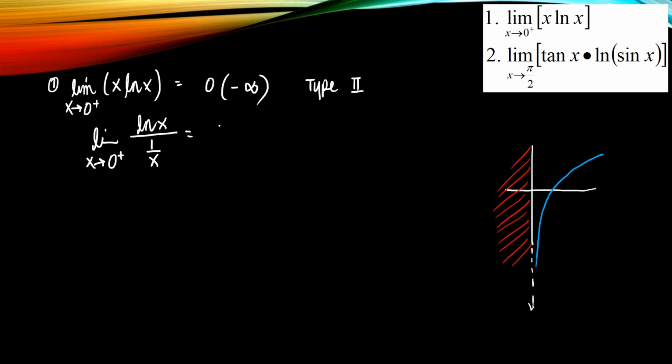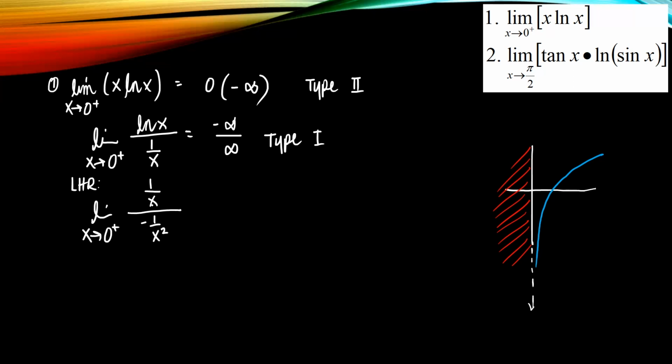So that when I plug in, this is negative infinity. Guys, what's 1 over 0? Positive infinity. So this one is transformed, guys, from type 2 to type number 1. Since it's type 1, what do we do, guys? The L'Hopital's rule, right? Okay, what's the derivative of the top? 1 over x. What's the derivative of the bottom? Negative 1 over x squared.